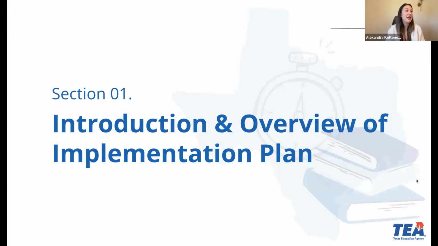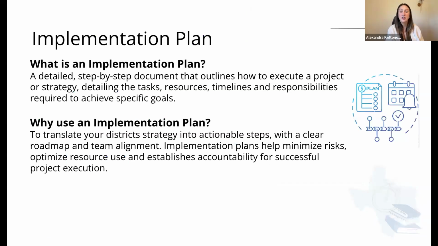So first, we're going to jump in and go over an introduction and overview of the implementation plan, starting with a reflection of what it is, and then getting into what we already covered. So again, as I mentioned, everyone has had experience with some sort of implementation plan, some sort of project plan. At a high level, it's really just a detailed document that's outlining how to execute a strategy. So it includes the tasks that are required to be completed, resources that are needed, timelines, and who's responsible for what.